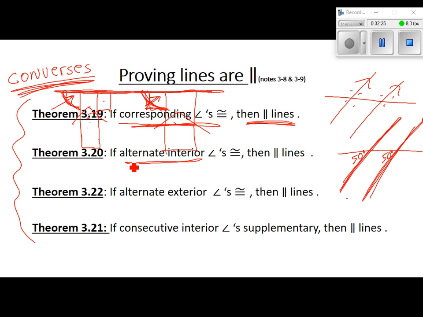They just switch around. Last time, these were our conclusions, and we were starting off with the lines being parallel, now it's got them switched.